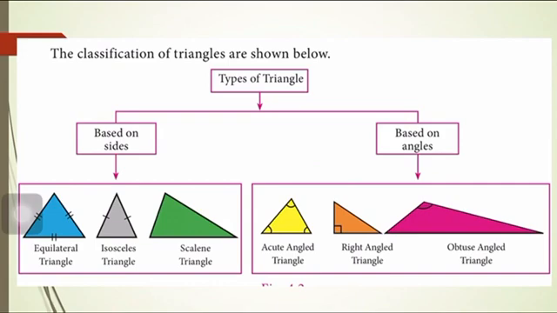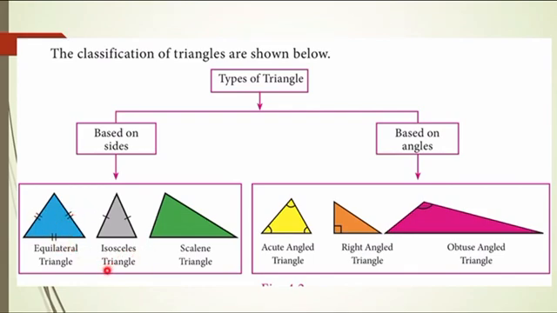The classification. Now you can see the classification, that is the types of triangles. We can classify triangles into 6 types: 3 based on sides and 3 based on angles. Based on sides, equilateral triangle. Equilateral triangle means all the 3 sides are equal in measure.